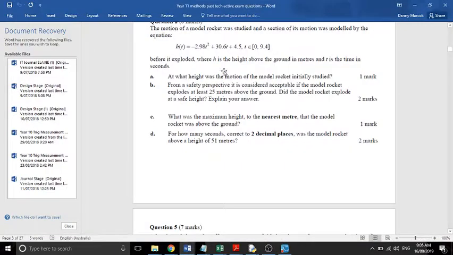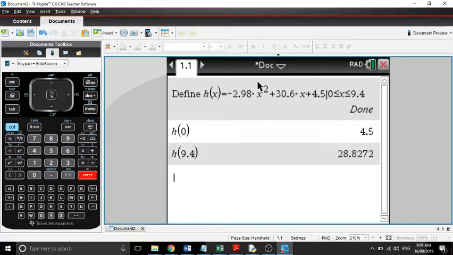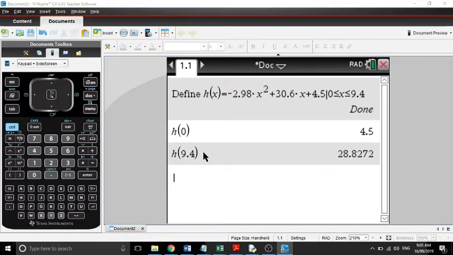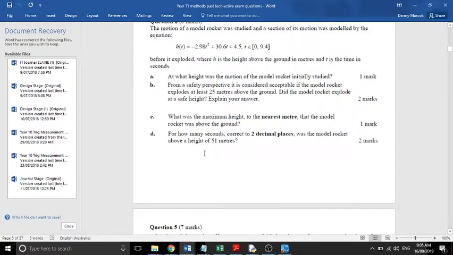What does it tell us? Does it tell us what the motion is modeled by this? It doesn't tell us. Okay, so I'm assuming at 9.4 seconds. Anyhow, 28. So yes, it is above that. So that tells me it traveled for 9.4 seconds before it exploded. So yes, it did explode at a safe height.